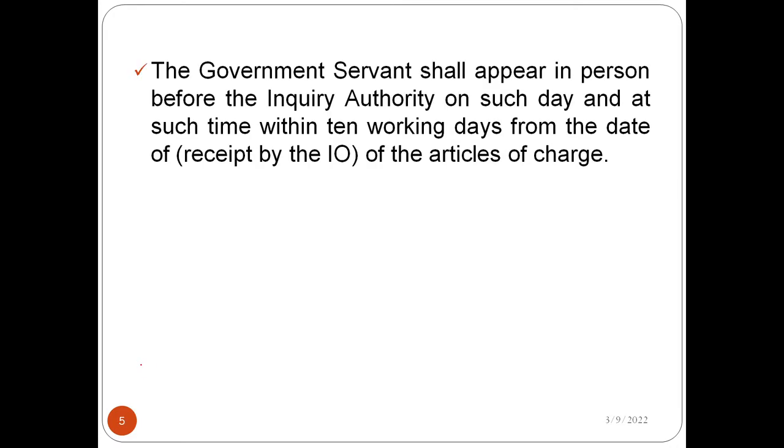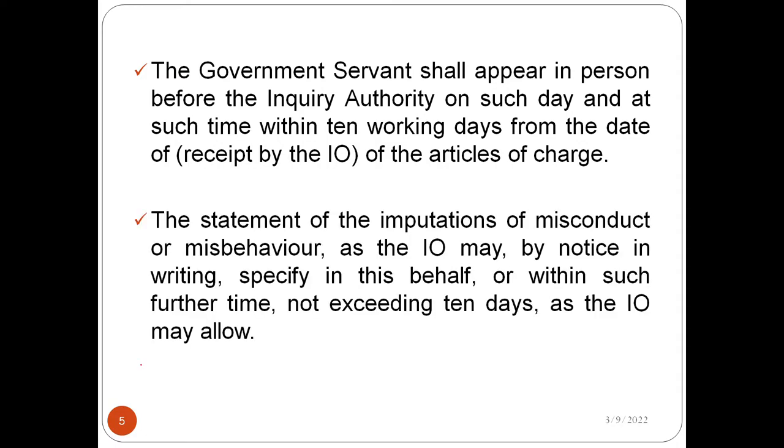Next, the government servant shall appear before the inquiry authority on such a day and such time within 10 working days from the date of receipt by the IO of the articles of charge and the statement of the imputation of misconduct or misbehavior, as the IO may specify in writing in this behalf, or within such further time not exceeding 10 days as the IO may allow. The IO will send a letter to the charged official or accused to appear at the inquiry within 10 days from the letter received from the IO.